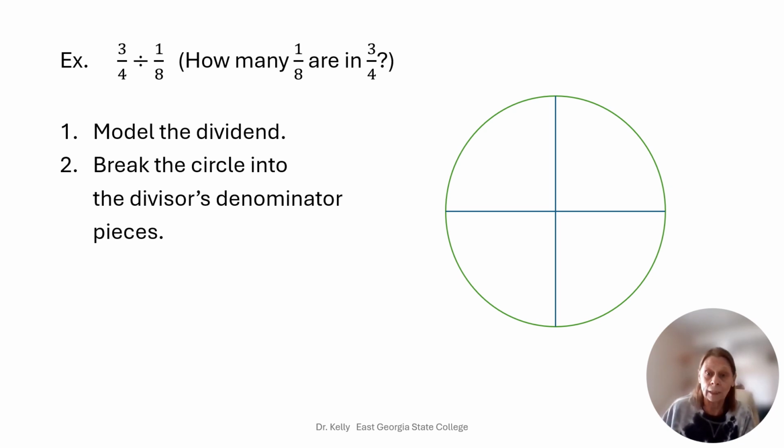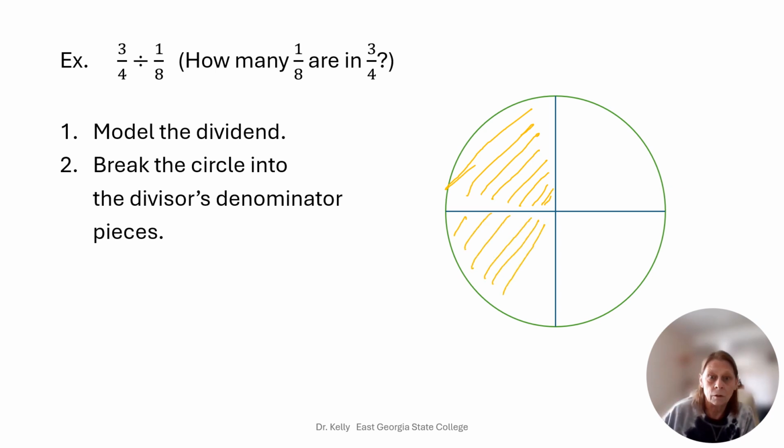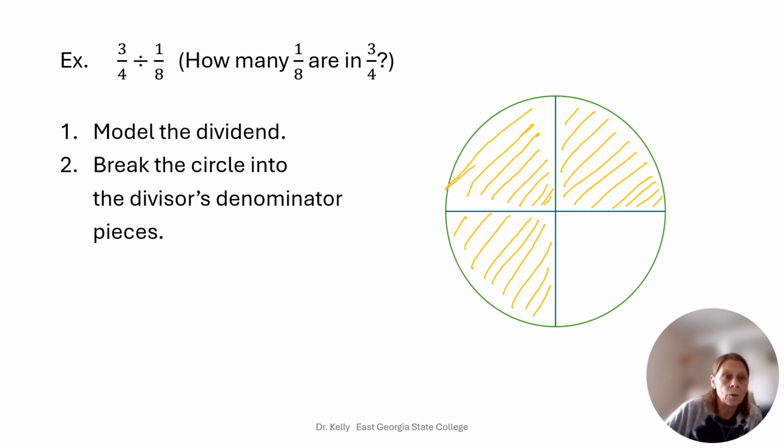So to do that, first we need to model 3/4. So first we're going to model the dividend here. Let me model it here. So let's color in 3/4. And now from this model, we need to know how many eighths there are. So we've got to now break the circle into the divisor's denominator pieces, okay?